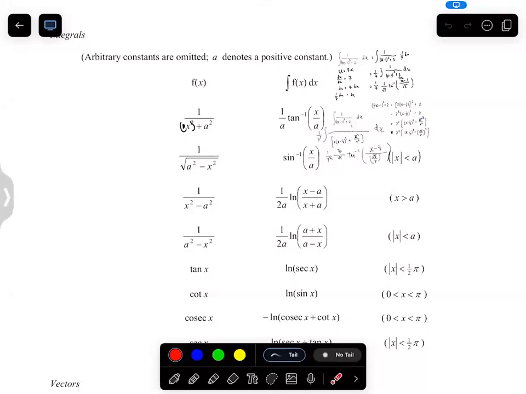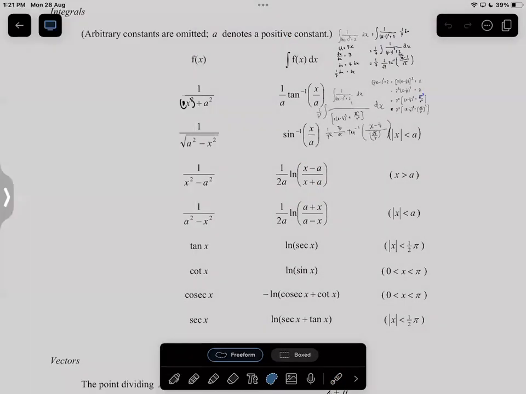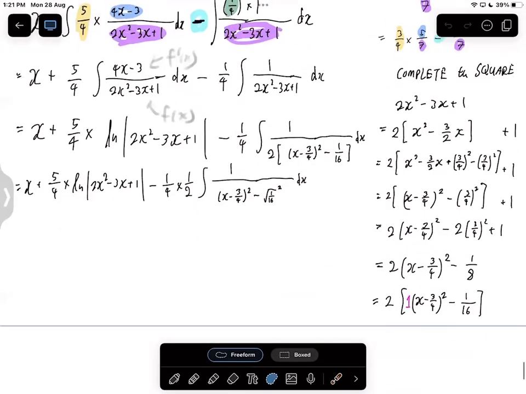Okay, so if you look at this MF26, what you realize is that the formula list provides you with this form over here. Do you see? X squared minus a squared. How to use? It means f(x), you integrate, you get this result. How do we use it? Let's copy this. Left-hand side is the integrand, right-hand side is the result after you integrate the integrand.